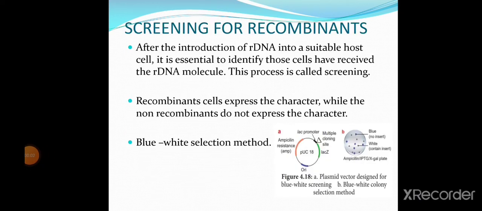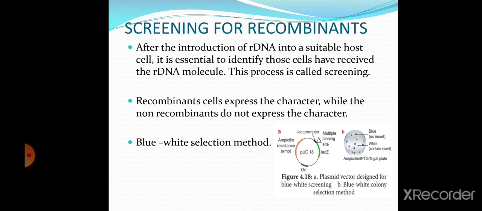Screening for recombinants. What is screening? Screening is a process by which we can identify whether the host cell has received the recombinant DNA molecule. After introducing the recombinant DNA into a suitable cell, it is essential to identify those cells that have received a recombinant DNA molecule. So this process is called as what? Screening. The vector or foreign DNA present in recombinants will express the character, whereas non-recombinants do not express the character.